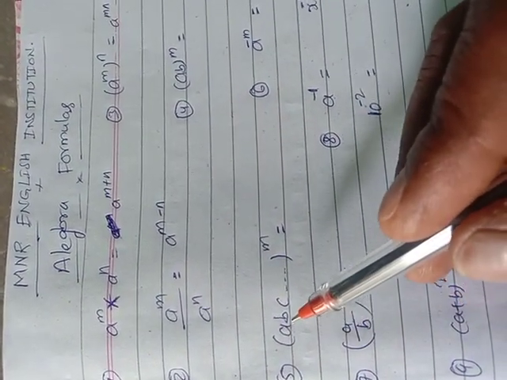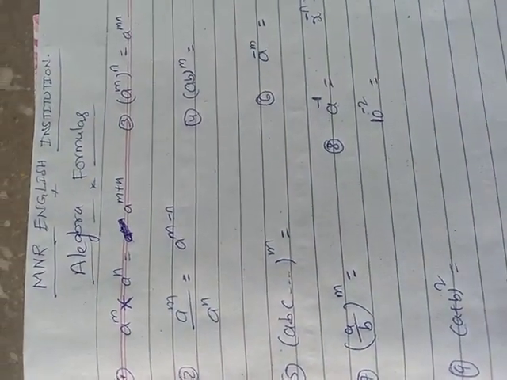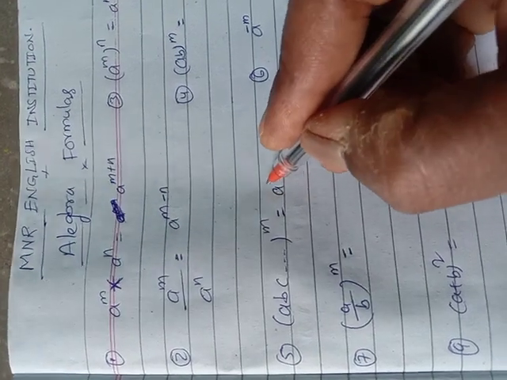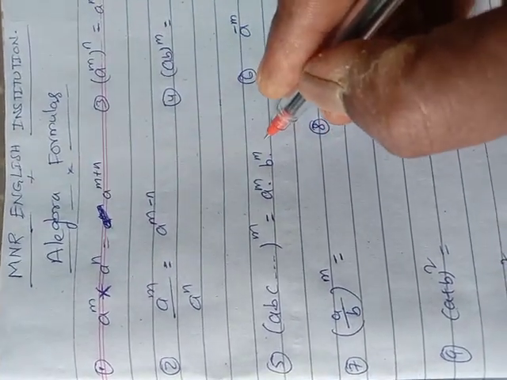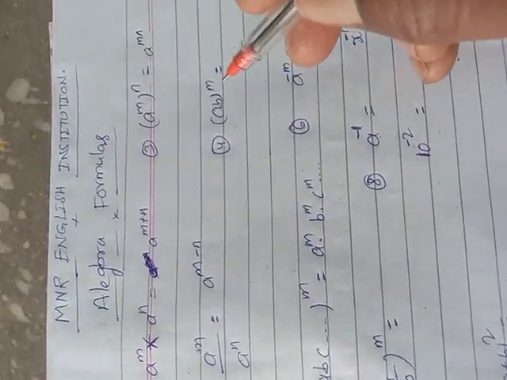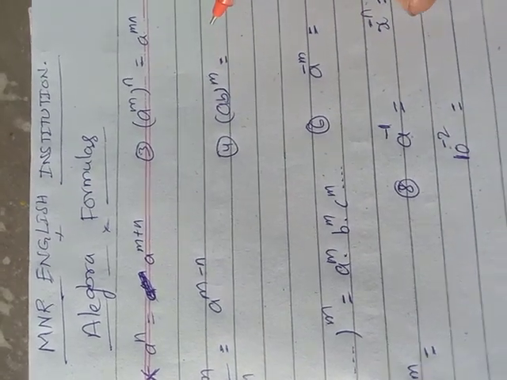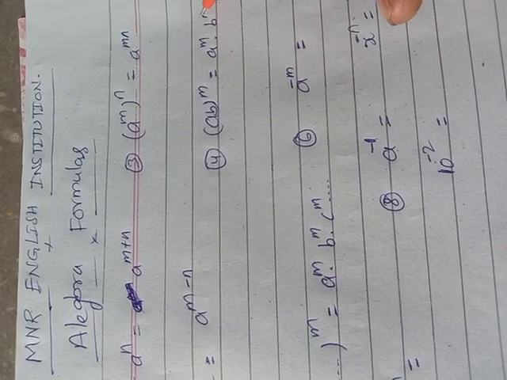abc... whole to the power of m equal to a to the power of m into b to the power of m into c to the power of m and so on. Bracket ab whole to the power of m equal to a to the power of m into b to the power of m.